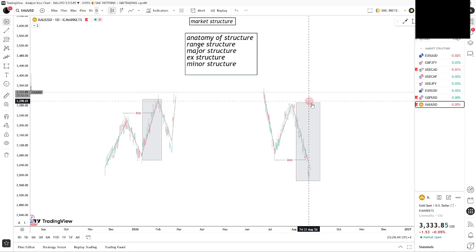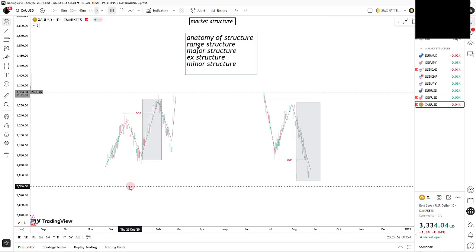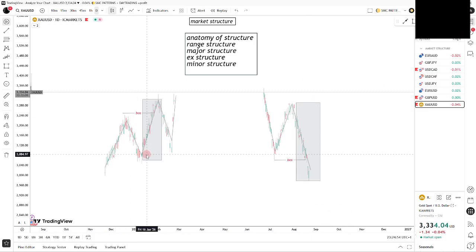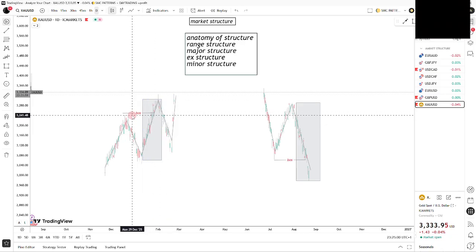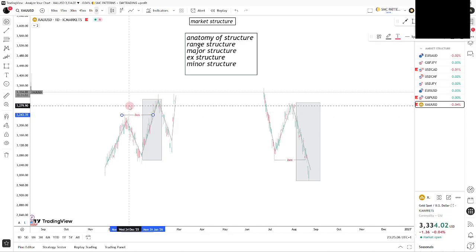Under range structure, before we go deep, we have to understand that in the uptrend the market is going higher high, higher low, higher high. Once it breaks the peak of here, this peak, then you can say that the market is bullish.